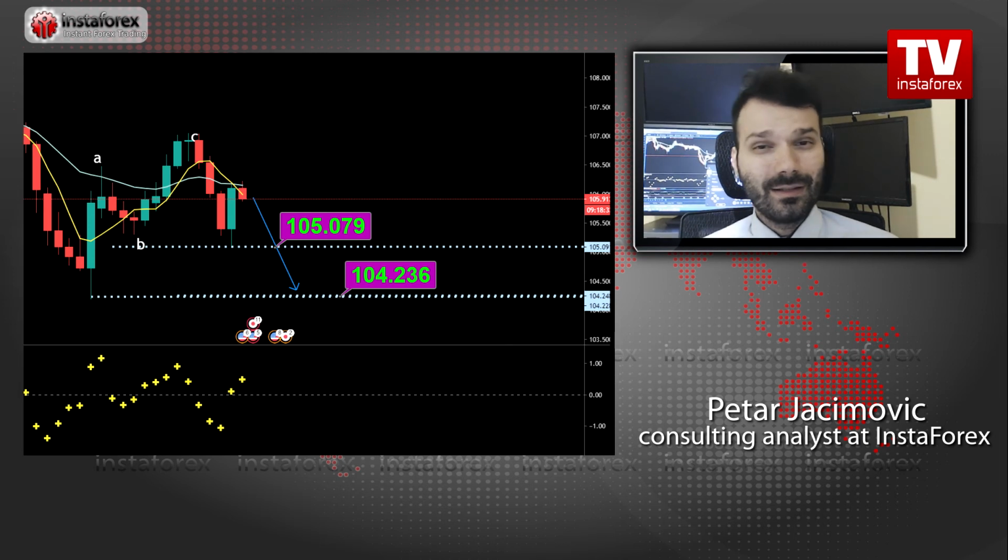Since this currency pair is in a strong downward trend based on the short and midterm perspective, I'm seeing a potential test of the 105 level, which is the most recent swing low based on the daily time frame, and an eventual test of 104.25.